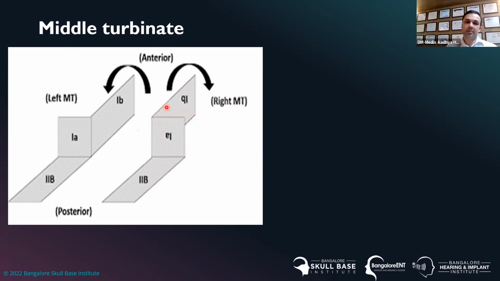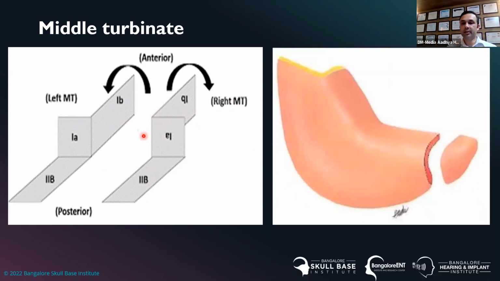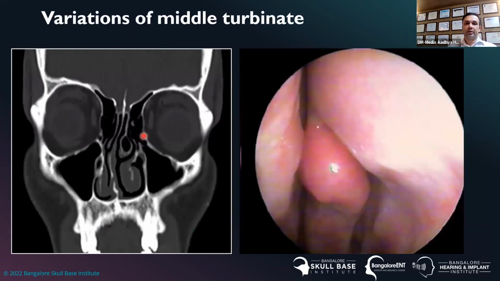The second attachment of the middle turbinate, which is in the coronal plane, is also known as the ground lamella of the middle turbinate, which helps us differentiate anterior ethmoidal air cells from posterior ethmoidal air cells. This is a three-dimensional picture of the middle turbinate taken from Stammberger's book. There are multiple variations that can impact the drainage of the anterior group of sinuses.